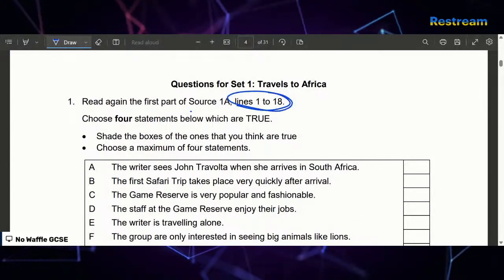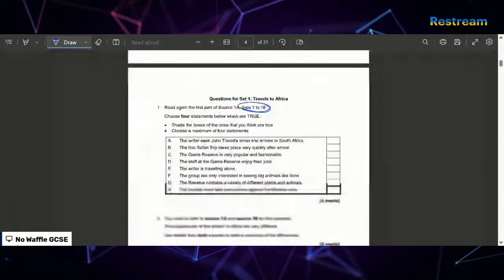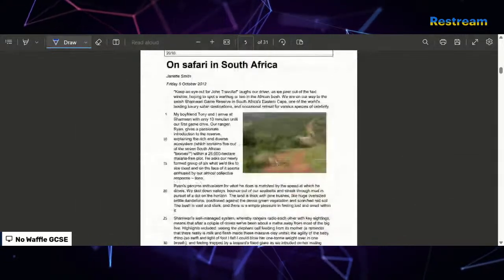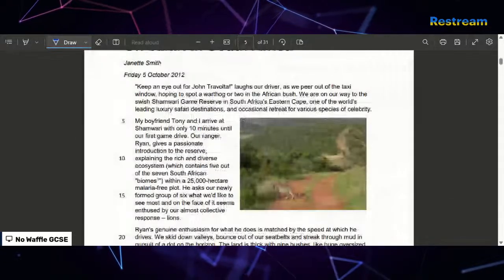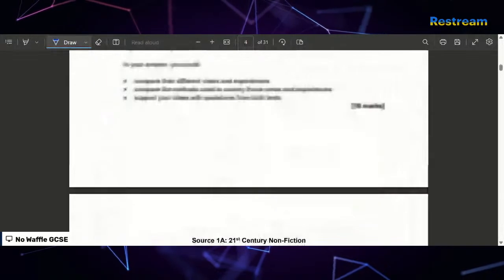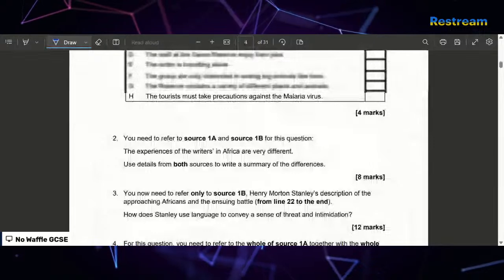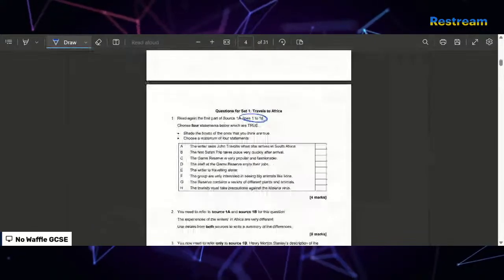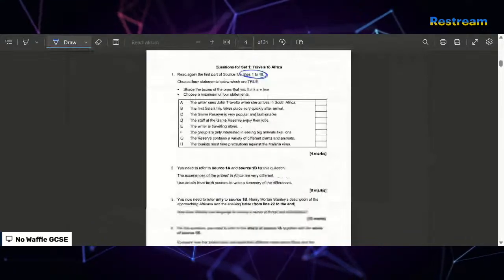First thing I think we should do is mark that out on the extract. So 1 to 18. So let's look at the extract. This one is one of the numbered ones, and this is the question 1 zone. Okay. And then we're told, choose 4 statements which are true. So I would say read that first section before we say which one is true or false. So let's read that together.